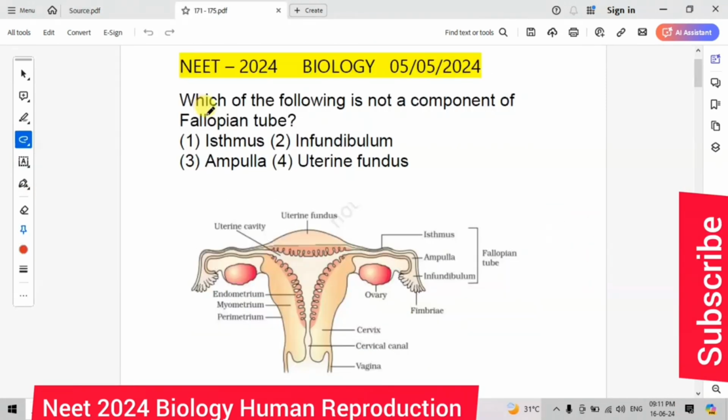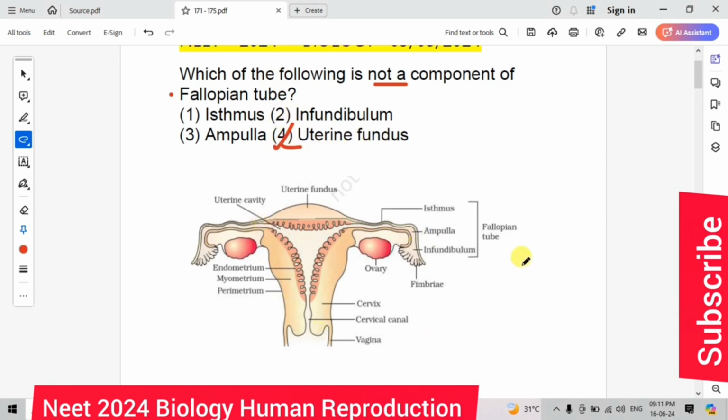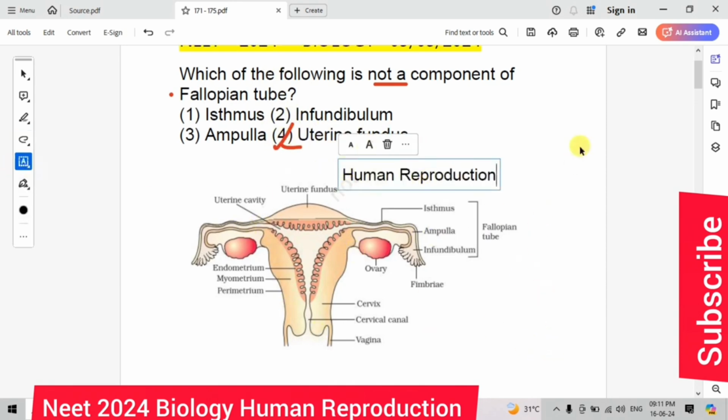Which of the following is not a component of fallopian tube? And it is option 4, uterine fundus is the answer. You can see the female reproductive system and the fallopian tube in the diagram, and this is from the chapter known as human reproduction.